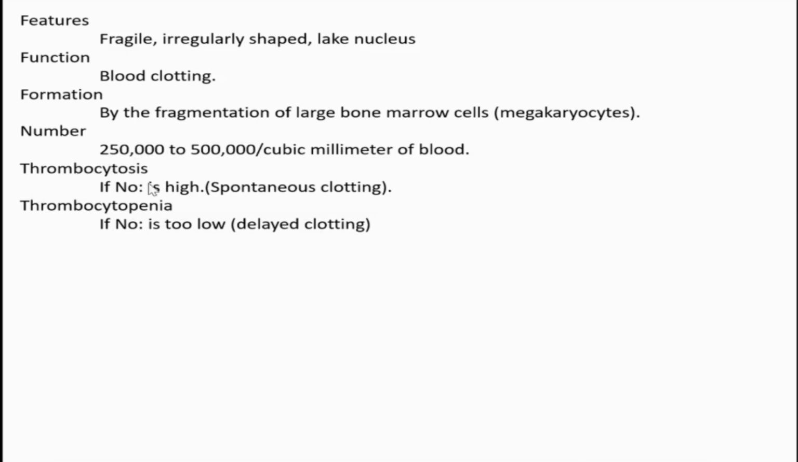And thrombocytosis is a condition where the platelet number is high, and that may result in excessive clotting. Excessive clots can be formed inside the body. Thrombocytopenia is a condition in which the platelet count is very low and results in delayed clotting. Even in a bleeding situation, clotting will not occur. That condition is called thrombocytopenia. So in this way we finish today's section.